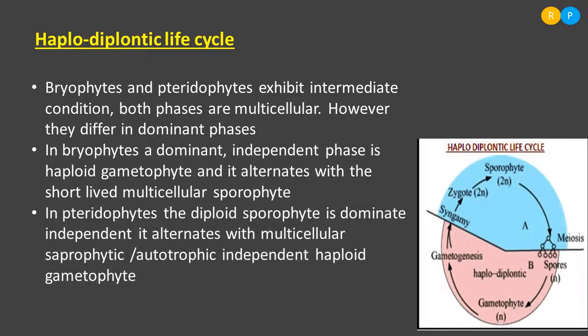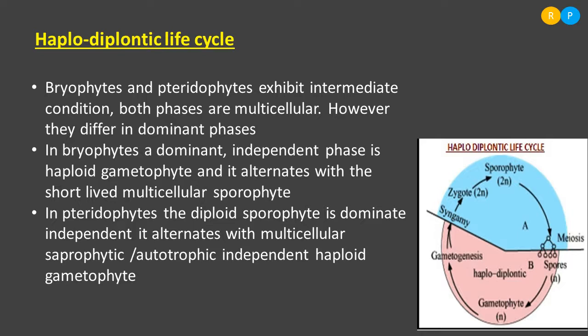And let us see the pteridophytes. In the pteridophytes, the diploid sporophyte is the dominant independent phase, and it alternates with a multicellular saprophytic or autotrophic independent haploid gametophyte. If you look into the characteristics of pteridophytes, the main plant body is itself a sporophytic plant. Look into the life cycle here, the haplodiplontic life cycle.